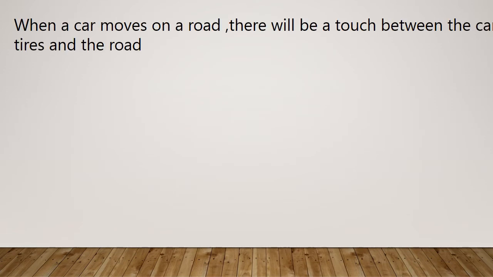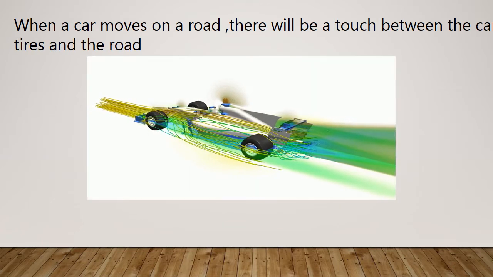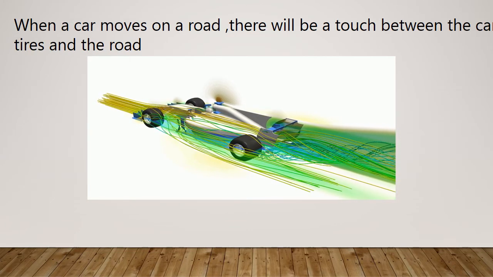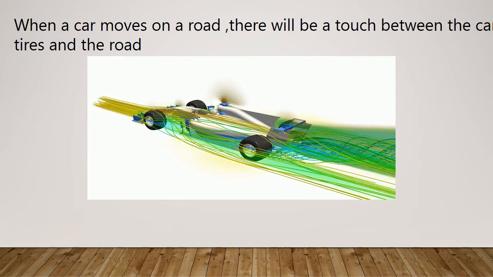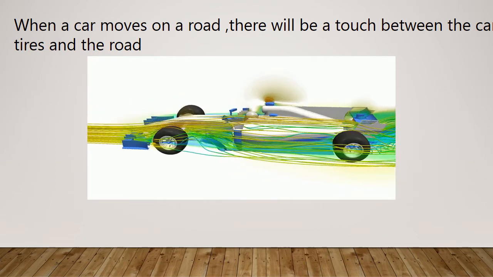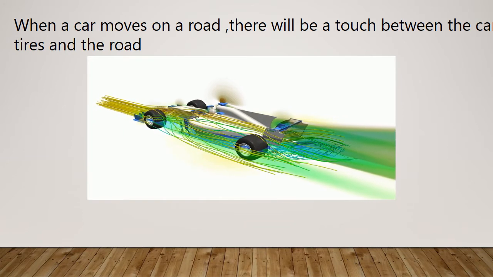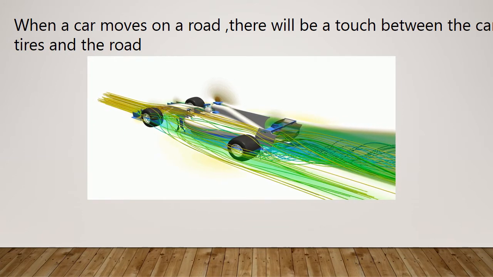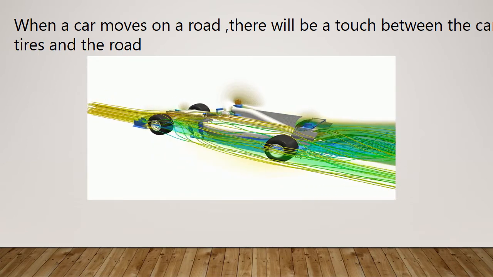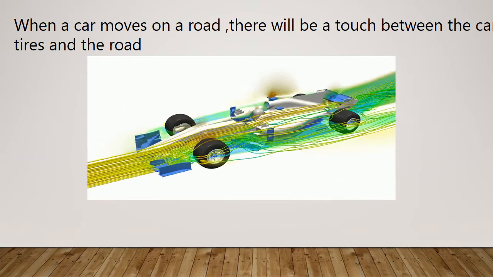When a car moves on a road, there will be a touch between this car's tires and the road, as you see in this image. When this car moves forward, there is friction between the tires of this car and the road. This touch makes a force. This force is called friction.